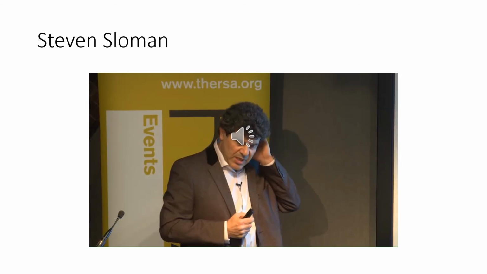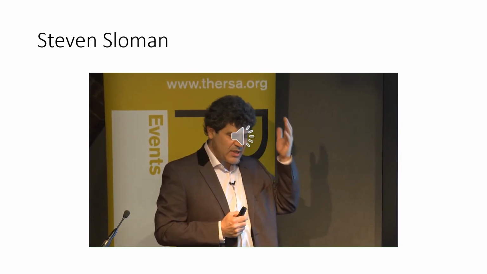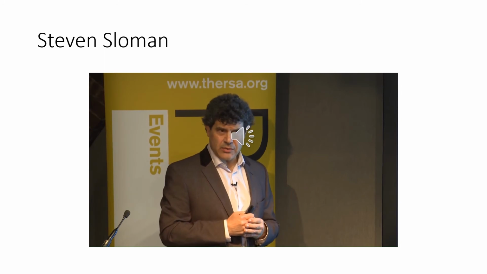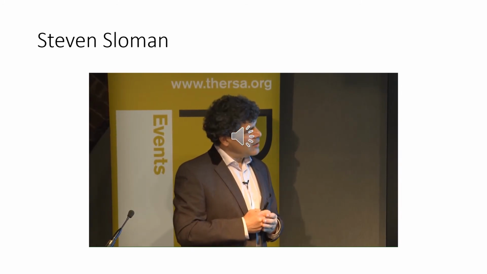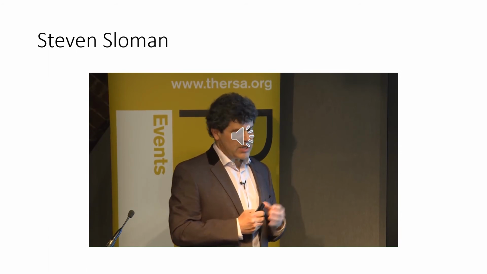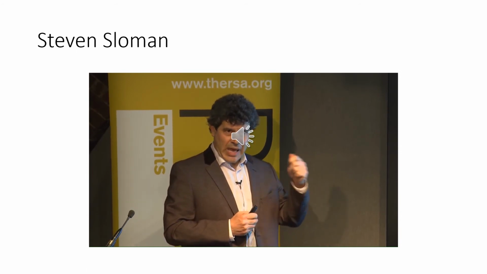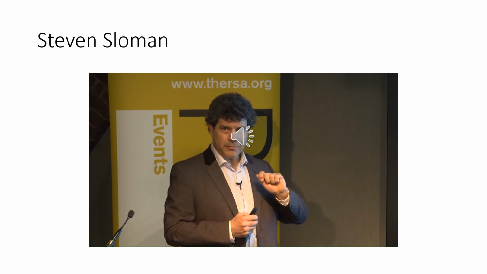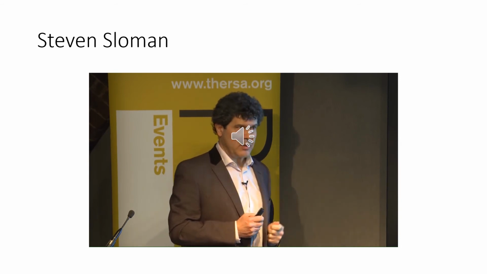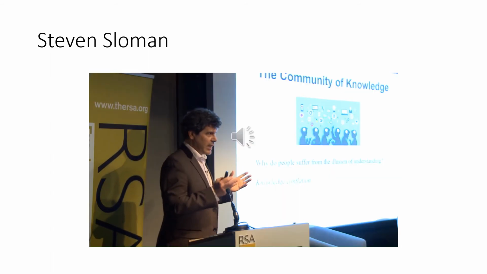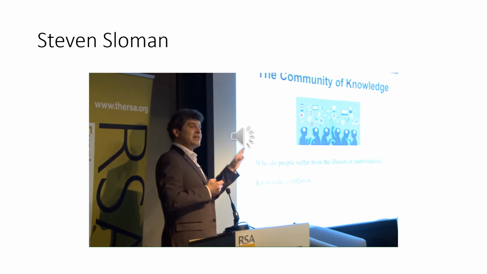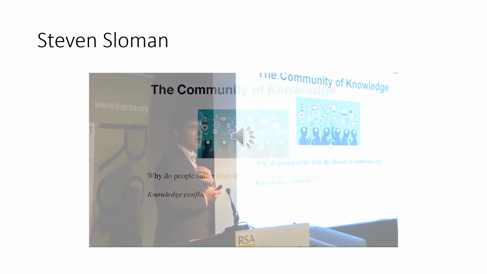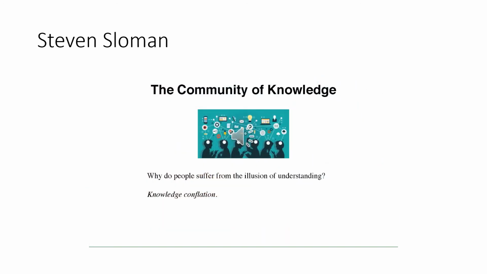What is it about people that causes them to think they understand things better than they do? And the answer I'd like to suggest is that we suffer from it because we fail to distinguish what other people know from what we know. So other people understand cap and trade in carbon emissions. I may not, but the fact that other people do makes me feel like I do. It's a kind of knowledge conflation. We conflate other people's knowledge with ours.